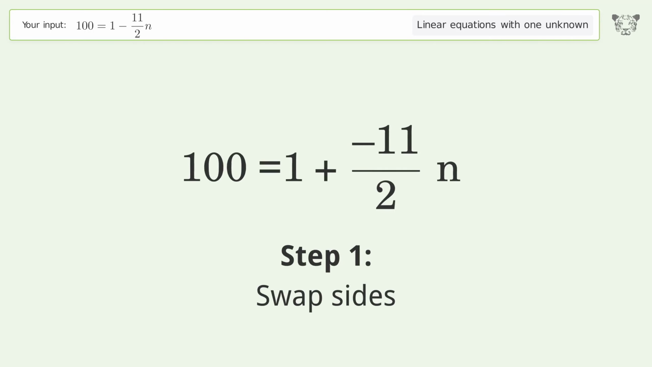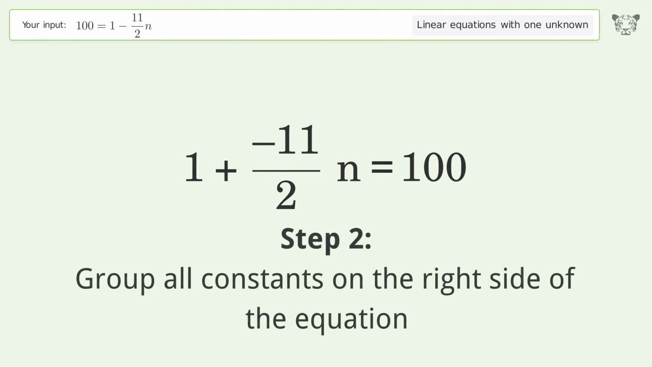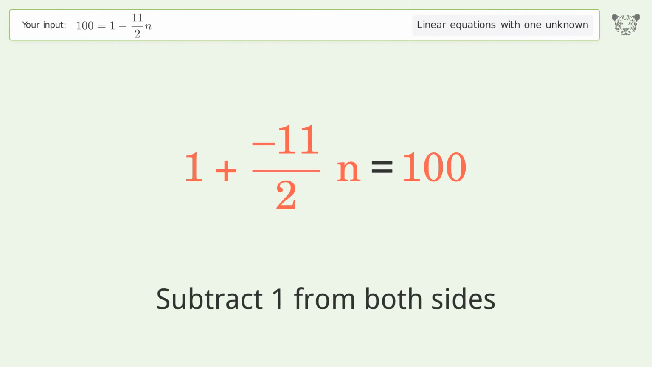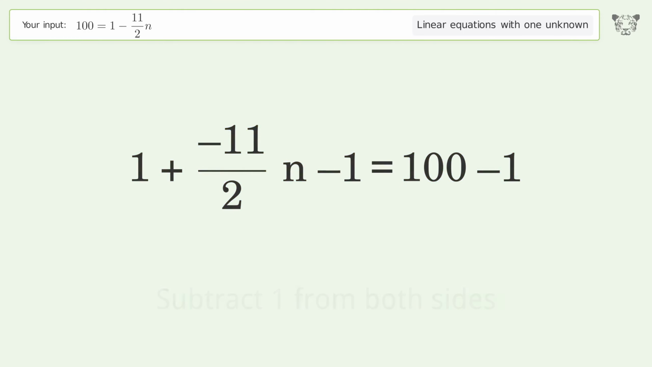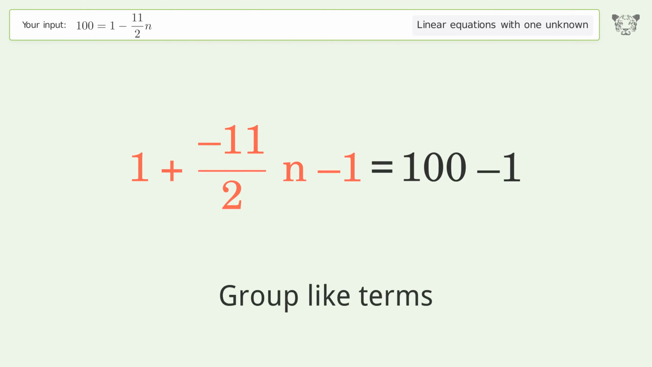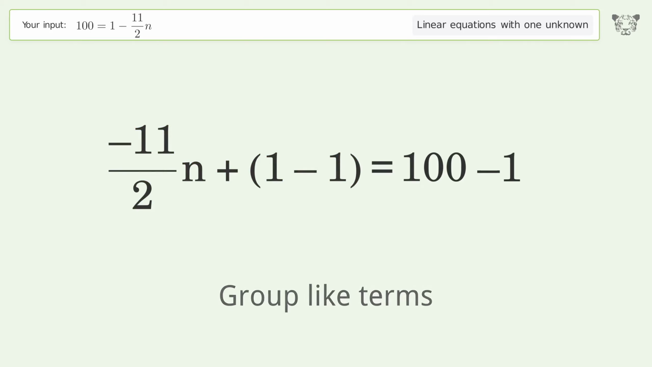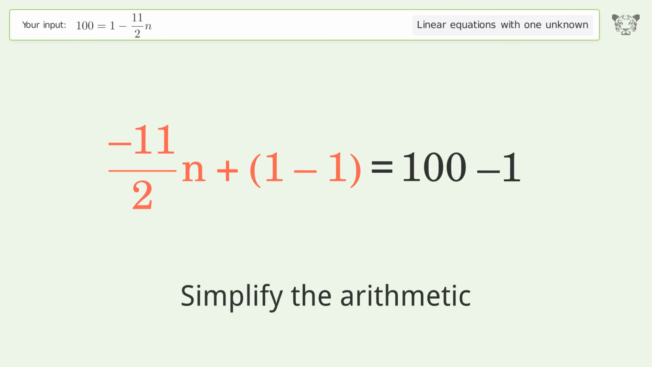Swap sides. Group all constants on the right side of the equation. Subtract 1 from both sides. Group like terms. Simplify the arithmetic.